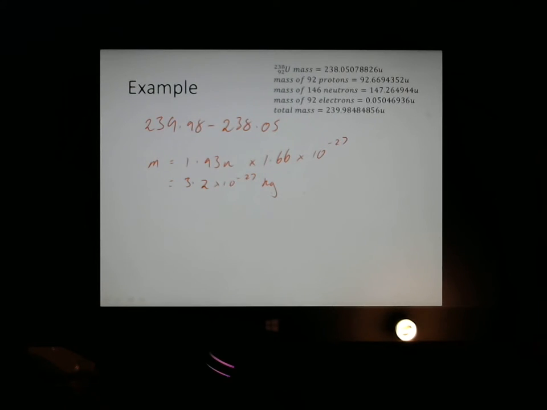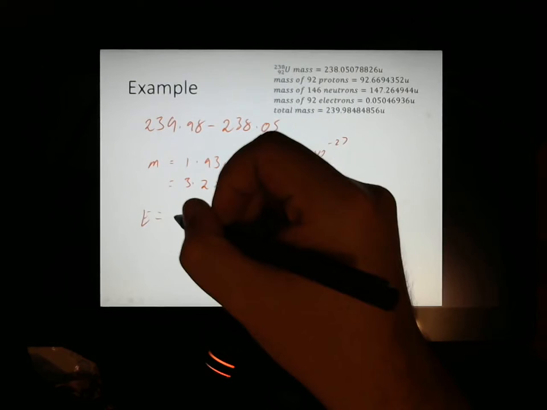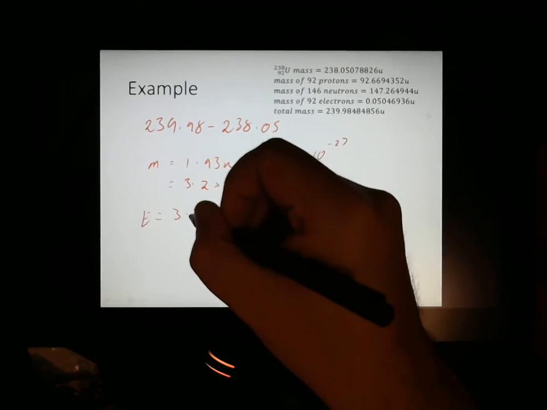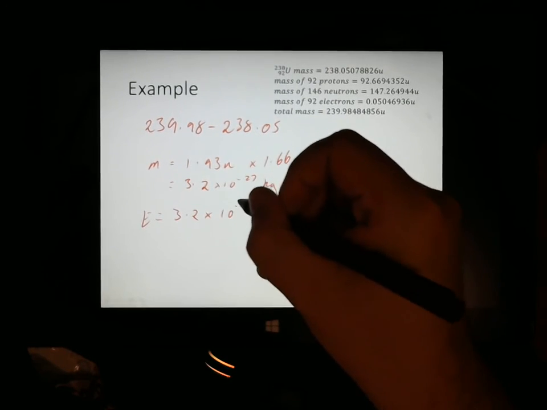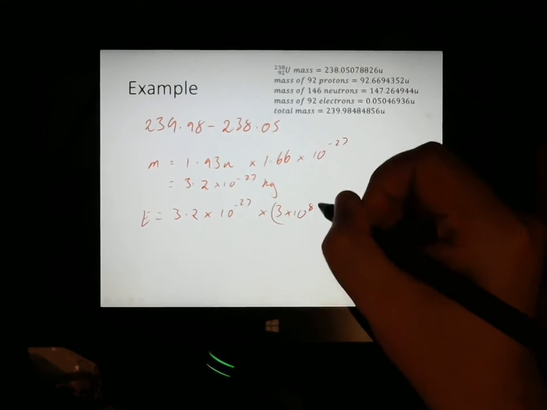We're normally dealing with chunks of uranium in the grams, which means that you've got a lot of atoms, and all these atoms release this energy. This is where we get our gamma energy calculations from. So let's look at our energy value now. E equals 3.2 times 10 to the negative 27 times 3 times 10 to the 8, and that is squared.